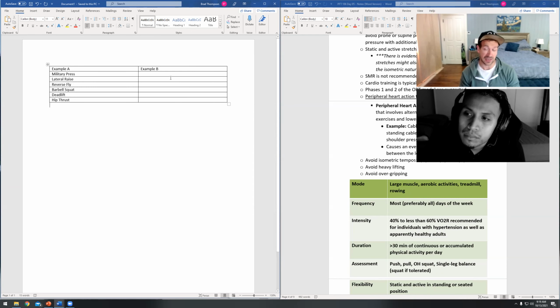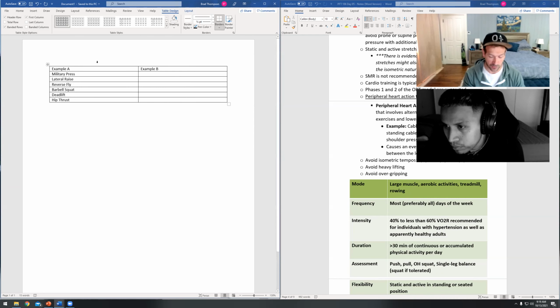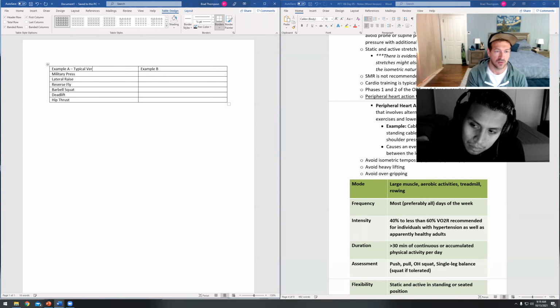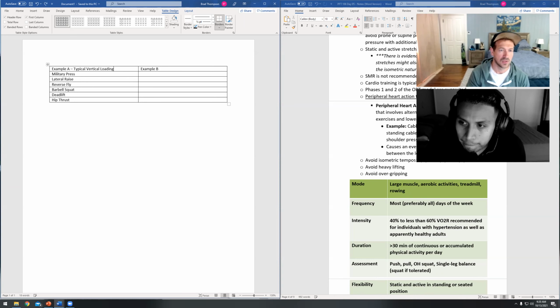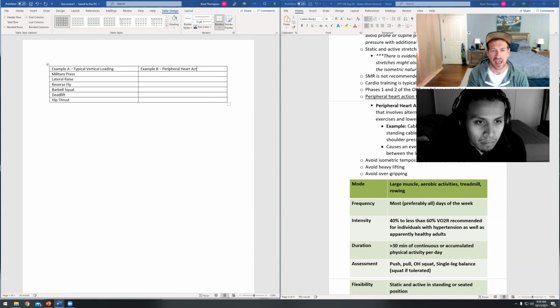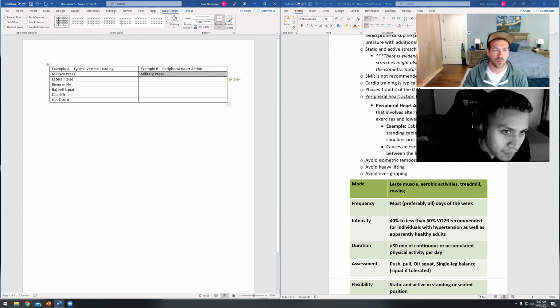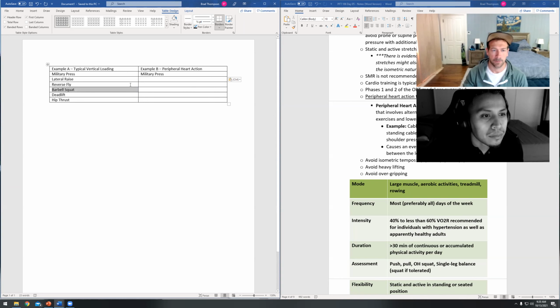But one thing that we know is really effective for clients with hypertension, if we're trying to repair it, is doing a peripheral heart action. So this is typical vertical loading, and this over here is peripheral heart action. What we're going to do is arrange this where we go upper body, and then lower body. And then we go back to upper body, and then down to lower body.